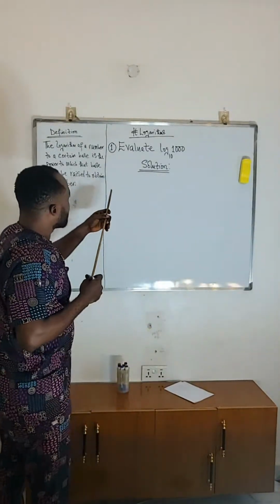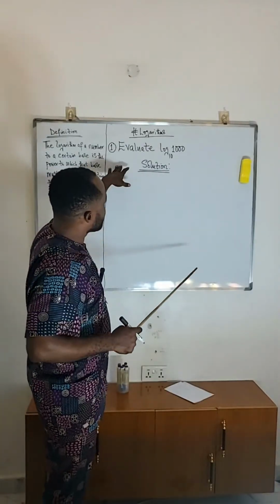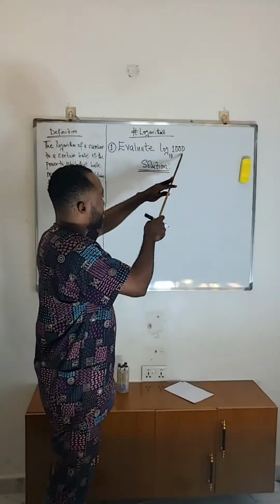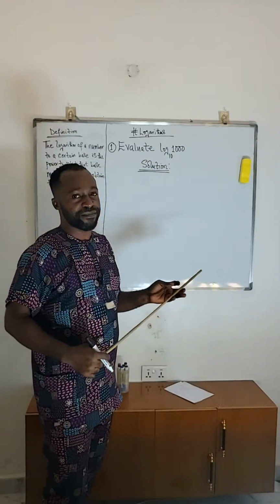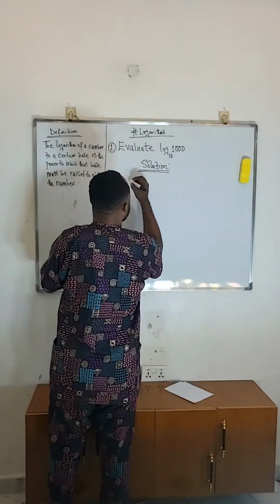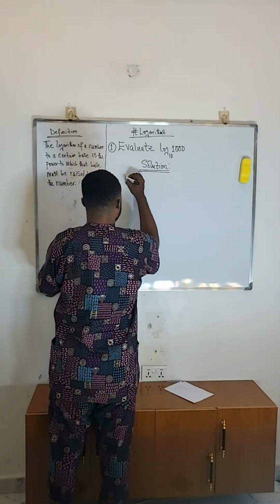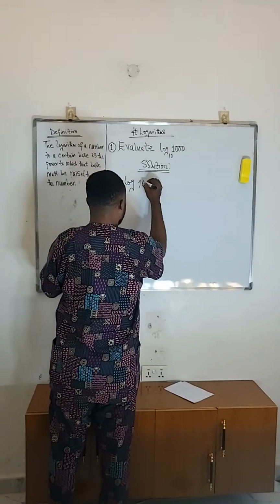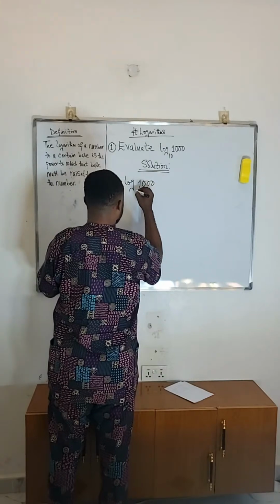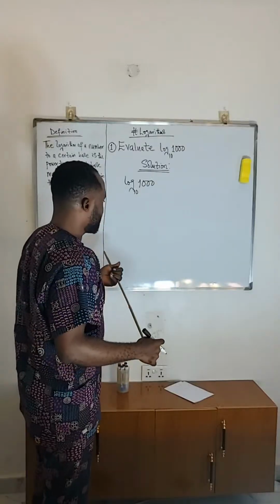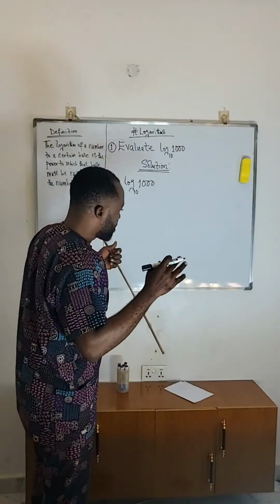So question number 1 says evaluate log 1000 in base 10. Let's bring the question here. You have log 1000 in base 10, and you are told to evaluate this.